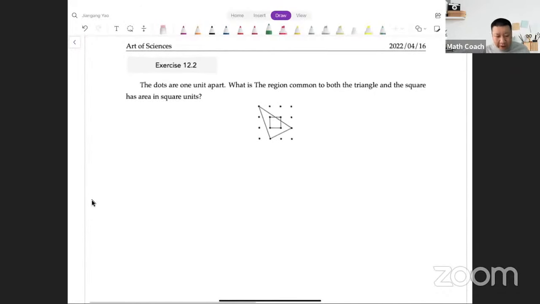And question 2, the dots are 1 unit apart. What is the region common to both the triangle and the square? Give the answer in square units.